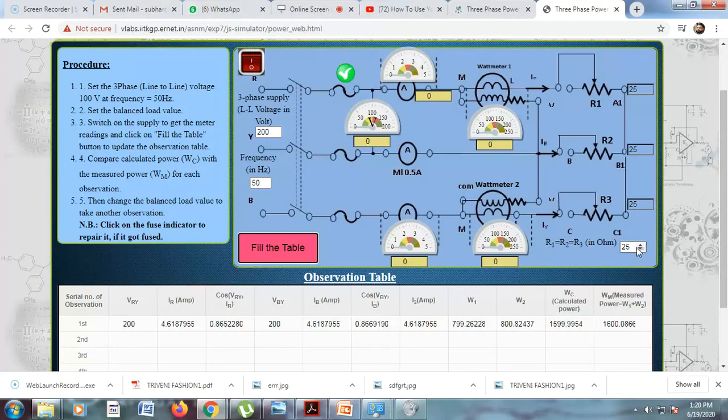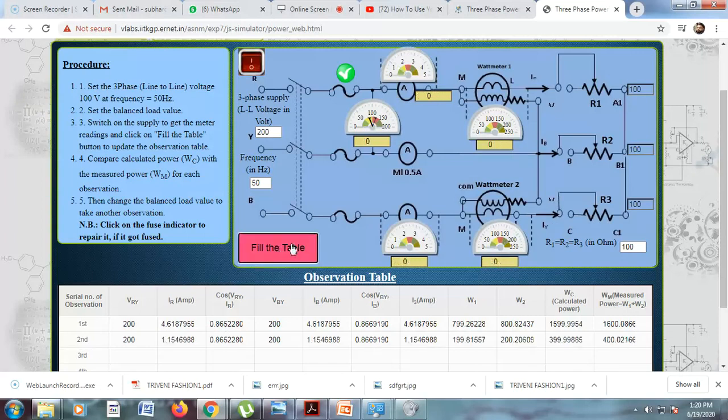Every time we vary the load. This time it was 25. Now we change the load to 100 ohm. Now switch on the circuit. This is a new reading. Voltage is fixed at 200 volt. Current is 1.15469 ampere. Wattmeter 1 reading is 199.815, and the wattmeter 2 reading is 200.206. Completely, it is a balanced load condition.